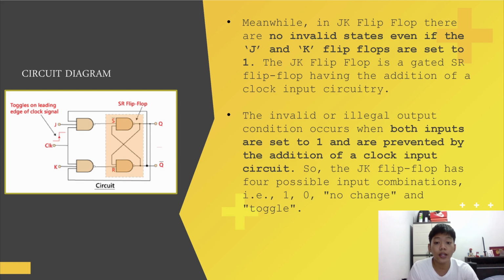The invalid or illegal output condition occurs when both inputs are set to 1, and it is prevented by the addition of a clock input circuit. So, the JK flip-flop has 4 possible input combinations.